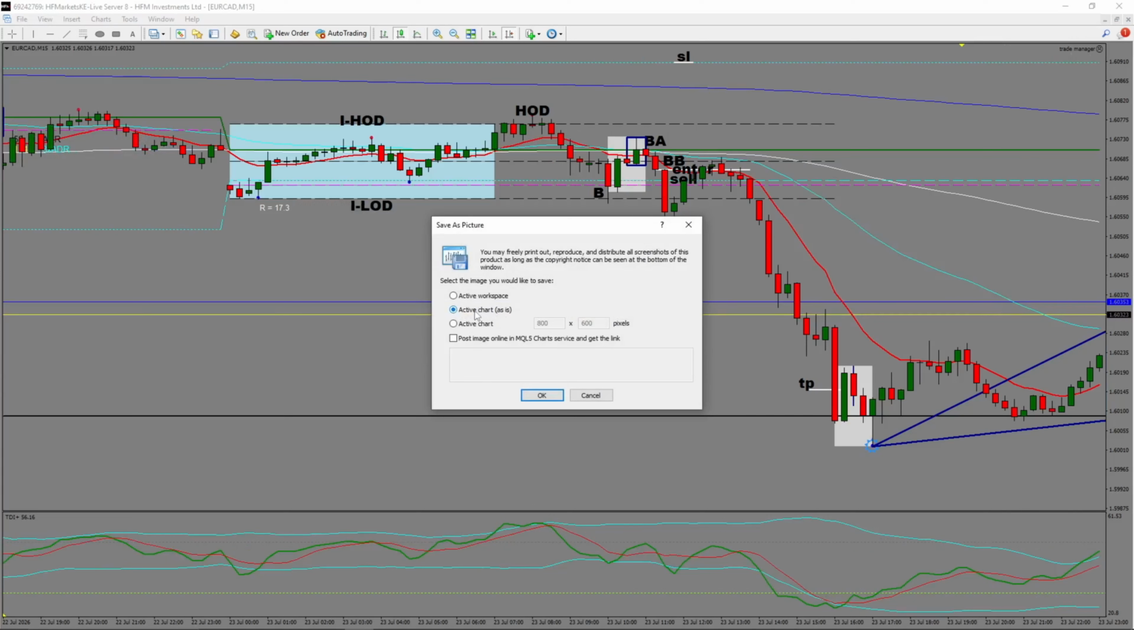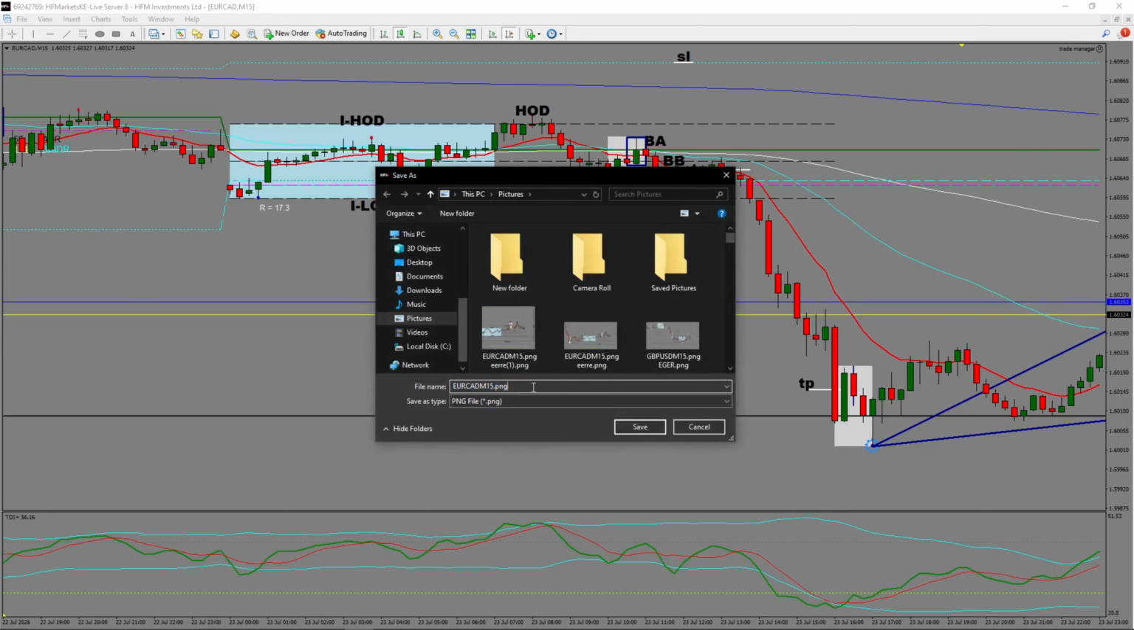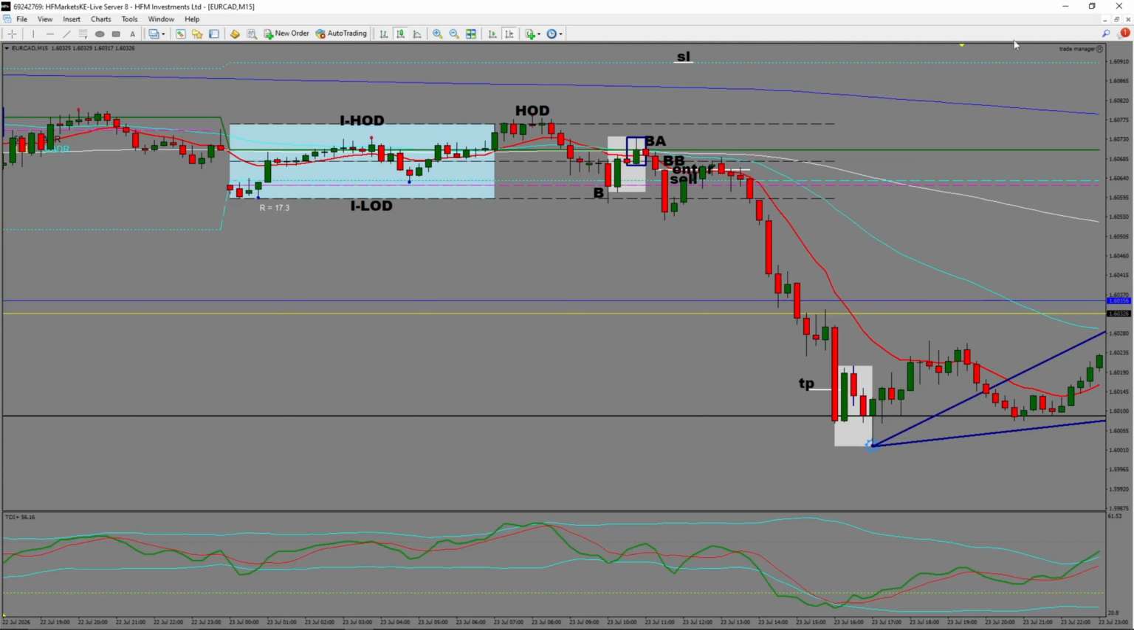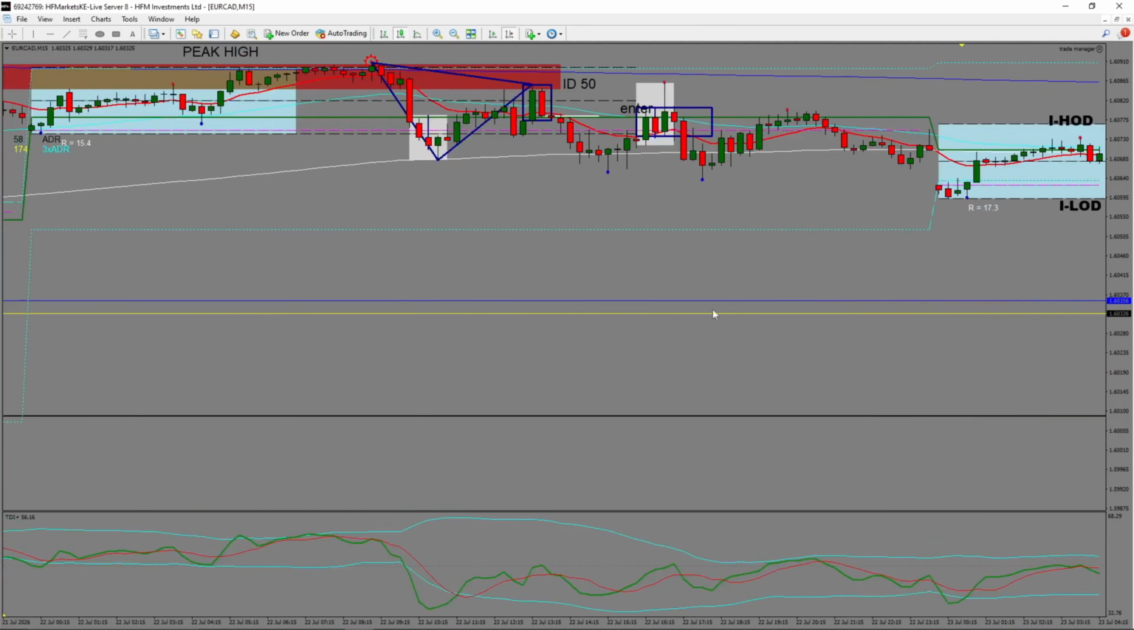Make sure this is active chart as is. This is not ticked. Okay, so you say okay, and you add something in there, whatever you want to put there, and you can see now your picture looks like this. So this is your flashcard. You can see the high of the day, back below, back above, then back below. You take your entry, your stop loss, your take profit, and it was smashed. Okay, so let's continue on the other one.